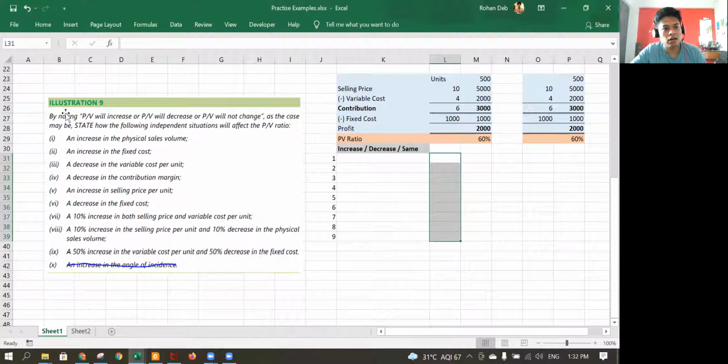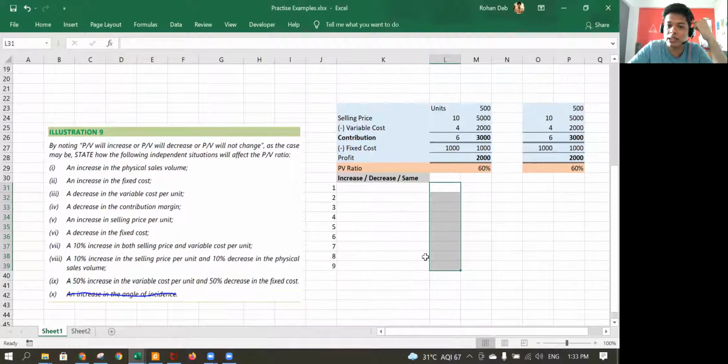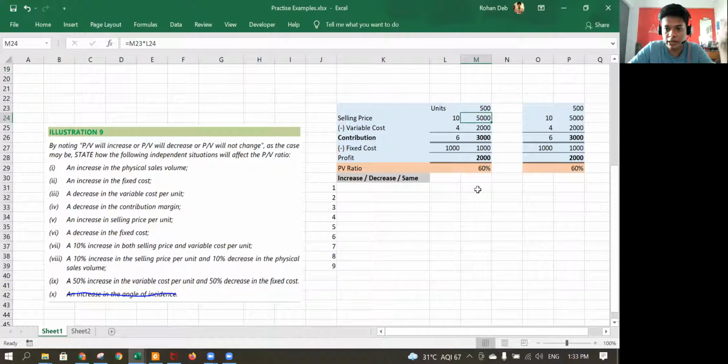Now illustration number 9. Illustration number 9 says: what will be the impact on the PV ratio if these things are changed? Now again, just to recap, what is PV ratio? PV ratio is contribution divided by selling price. Contribution divided by selling price. Okay, so it's my profit volume ratio.